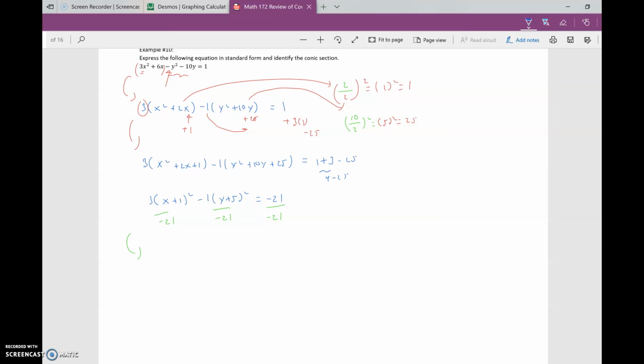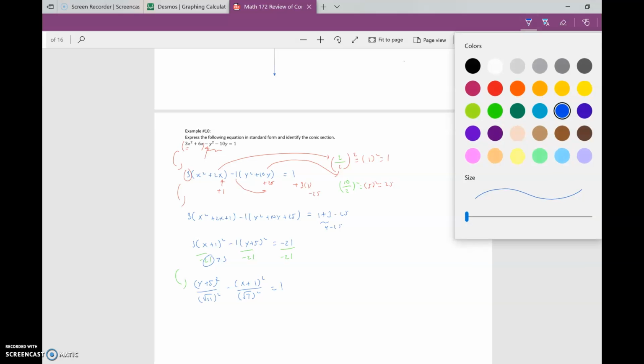So we're looking at, well, the y's are going to end up positive, so let me write that first. So y plus 5 squared over the square root of 21, technically squared, and then minus, and this will give us the x plus 1 squared, and this 21 you can rewrite as 7 times 3, so you're going to end up with square root of 7 squared. This is equal to 1.